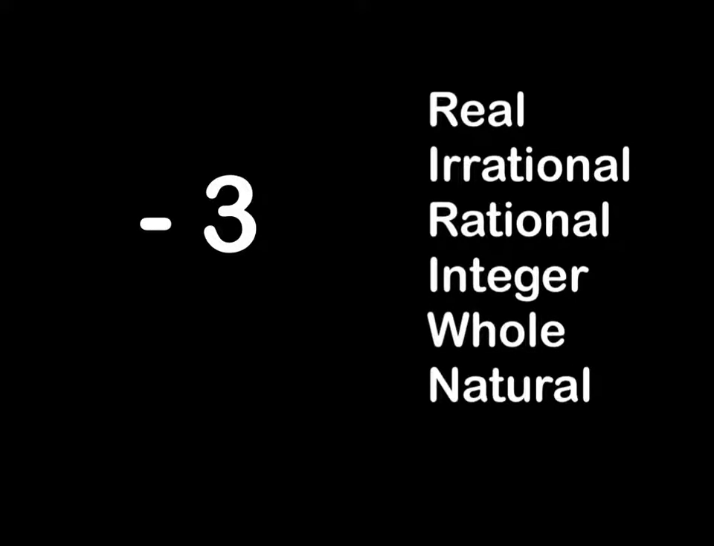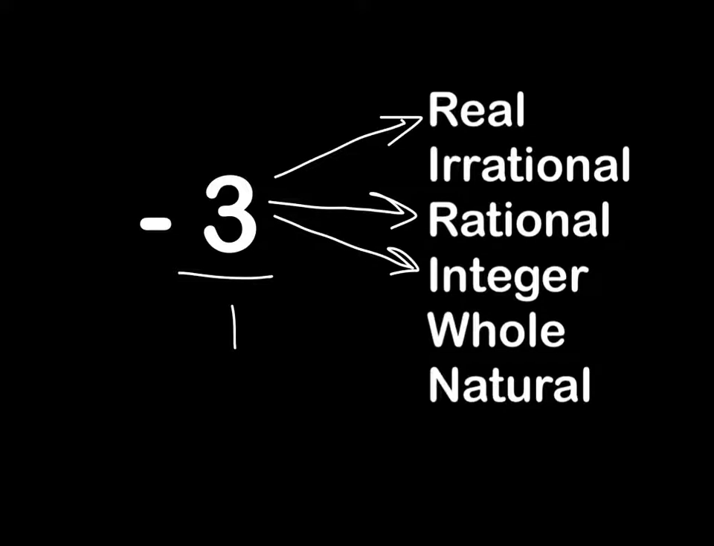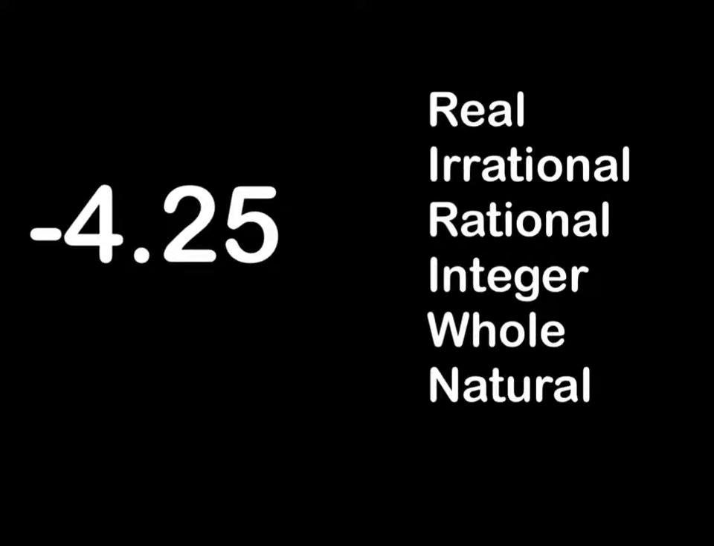-3 is not natural. It's not whole, but it is an integer. It is rational because it can be expressed as a fraction by putting it over 1, and it's also real. -4.25, that is not natural, it's not whole, it's not an integer because of the decimal here, but it is a rational number and it is real.